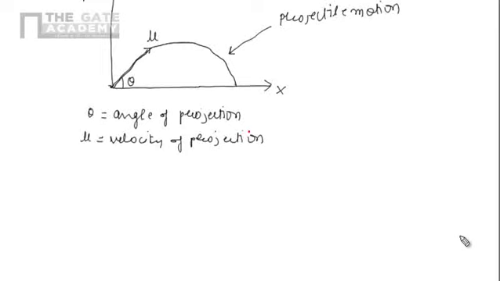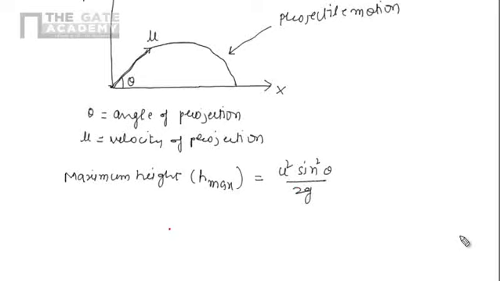Now I will not go into the details of how we can derive these things. I am just writing important formulas which will be useful in projectile motion. First one, that is maximum height. Maximum height in case of projectile motion, suppose it is denoted by h max. So maximum height will be u square sine square theta by 2g. This one is the formula for maximum height.